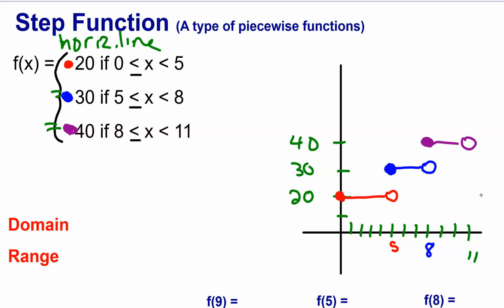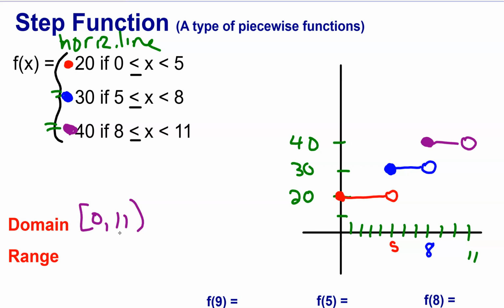So if you think about the domain on this one, the domain is going to go from 20. It's going to include 5 because the blue takes care of that. It's going to include 8 because the purple takes care of that. And it's going to go to 11. So it's going to go from 0 to 11. And it's going to include the 0, but not include the 11.